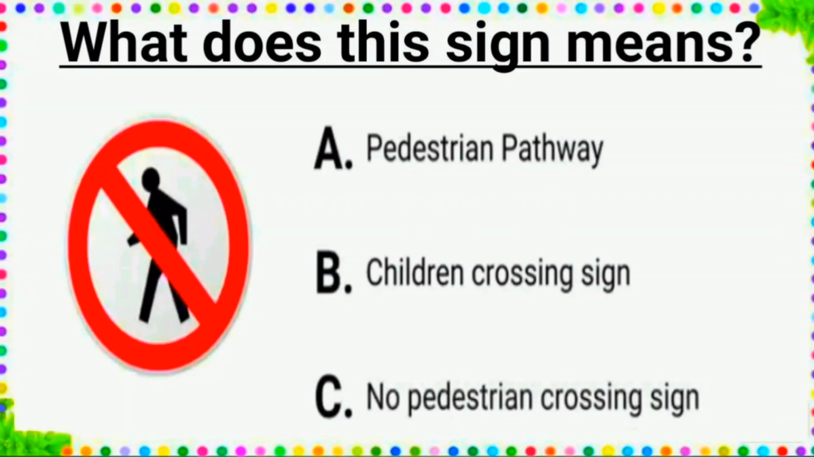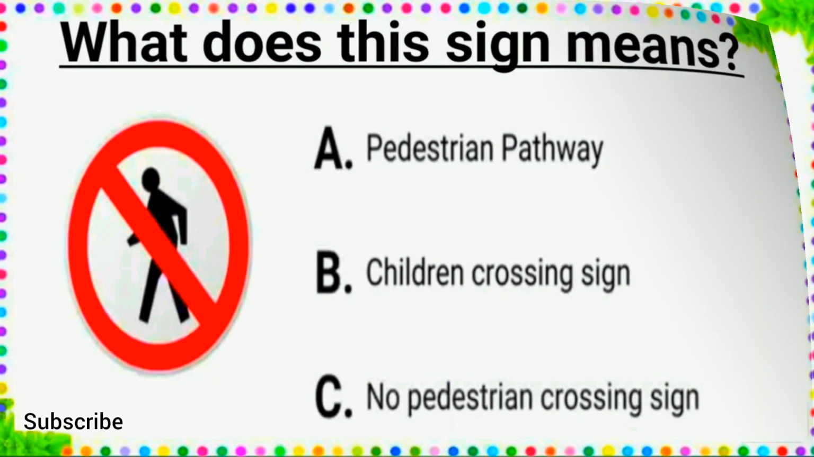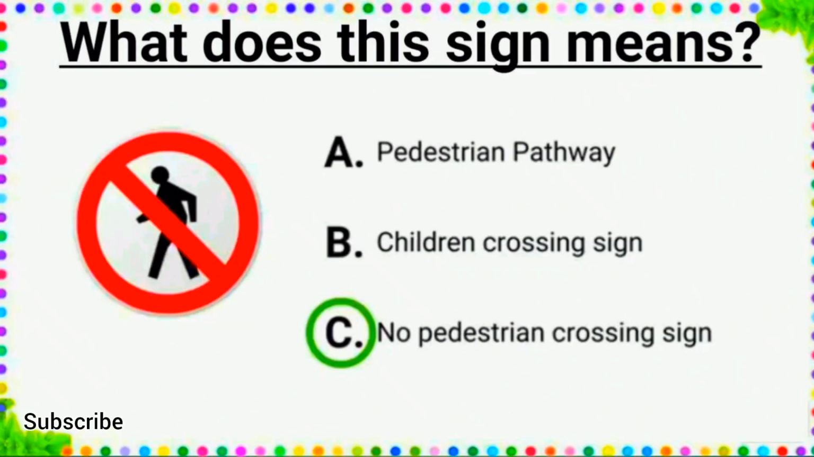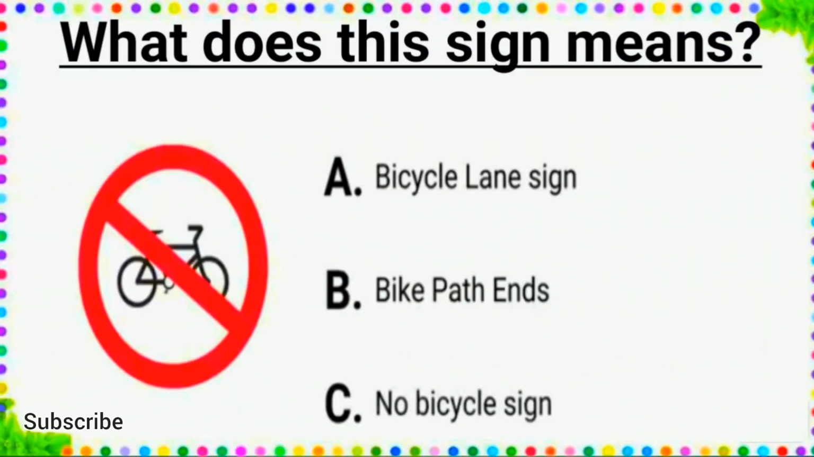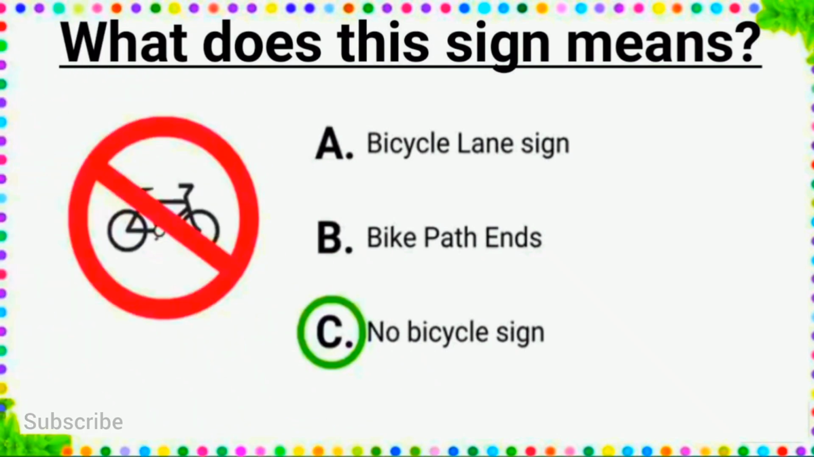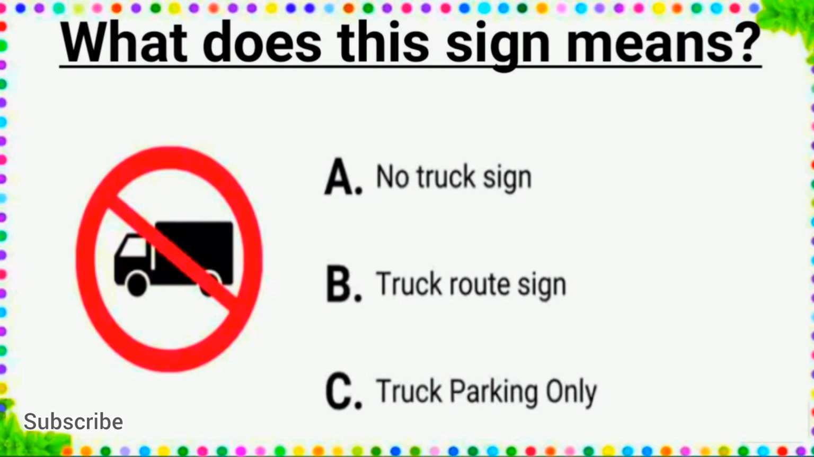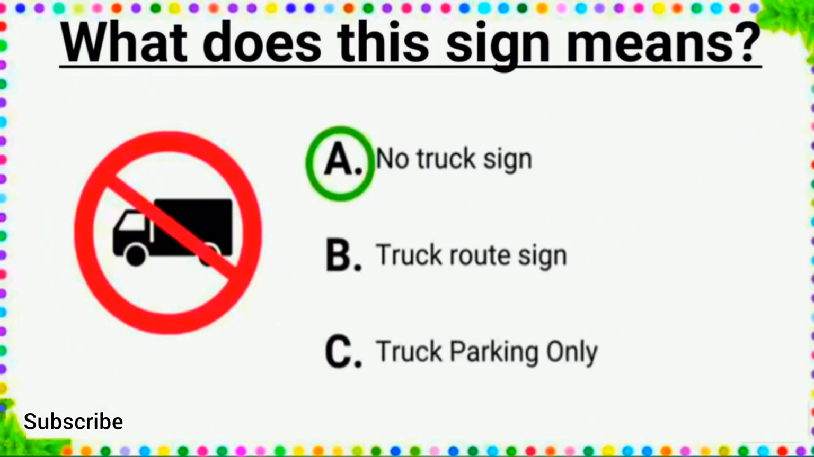Lessons Traffic Science Test. What does this sign mean? A, B, C. Correct answer C option. No pedestrians crossing sign. What does this sign mean? A, B, C. Correct answer C option. No bicycle sign. What does this sign mean? A, B, C. Correct answer A option.